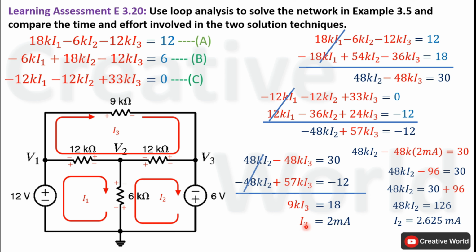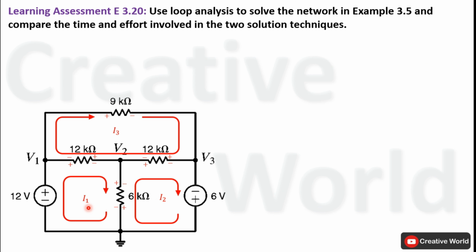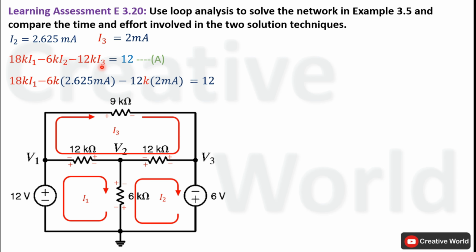Up to this point, we have succeeded to calculate the value of current I2 and I3, but still we are not able to calculate the value of voltage V2, because in order to calculate the value of voltage V2, we should have the value of current I1 as well. So in order to calculate the value of current I1, we will replace current I3 and I2 in equation A. So replace the values of current I2 and I3 in equation A. I3 is replaced with 2 milliampere and I2 is replaced with 2.625 milliampere.